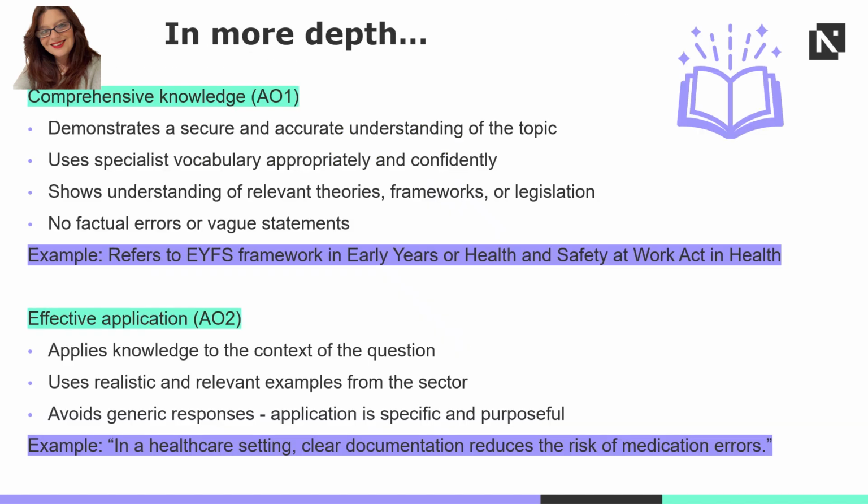Let's look in more depth at what high-level responses look like for AO1 and AO2. For AO1, comprehensive knowledge, students need secure understanding, correct use of specialist vocabulary, and reference to relevant theories or legislation. Responses must be accurate and specific, for example, referring to the EYFS framework or the Health and Safety at Work Act. For AO2, which is effective application, students should apply knowledge to the question context using realistic sector-specific examples.